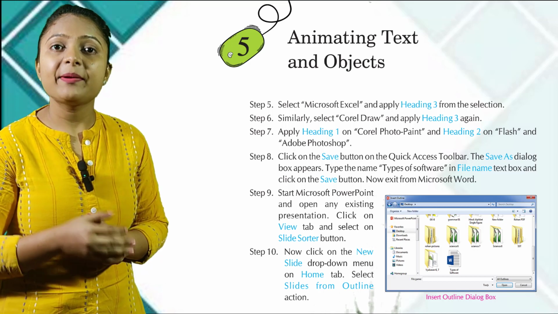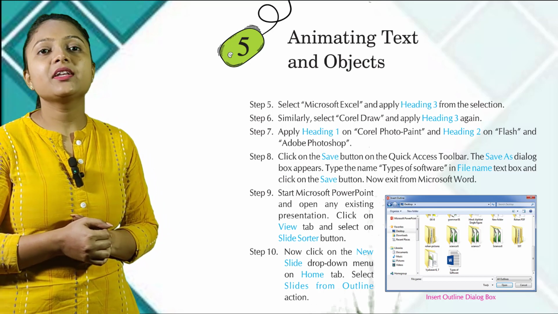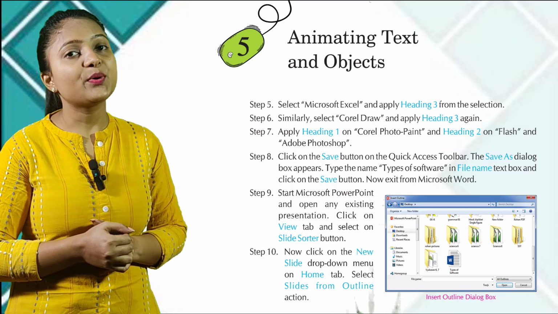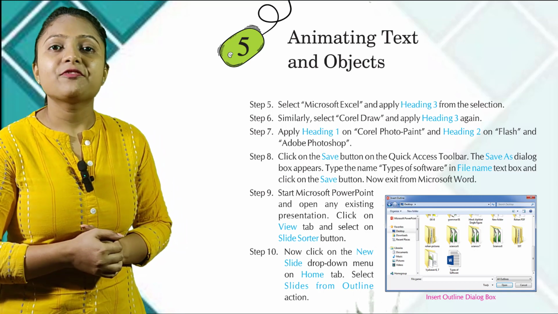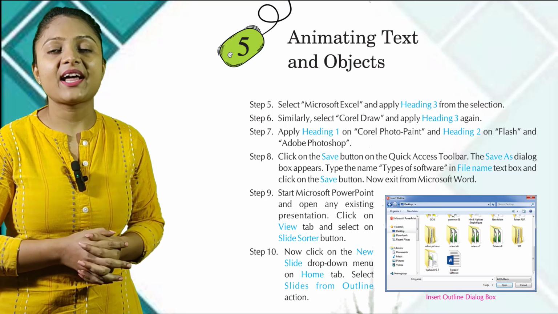Click on the View tab and select the Slide Sorter button. Step 10. Now click on the New Slide drop-down menu on the Home tab. Select Slides from Outline action. In this image, you can see the Insert Outline dialog box.